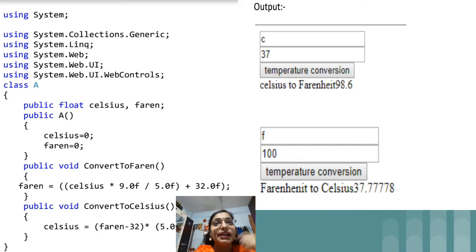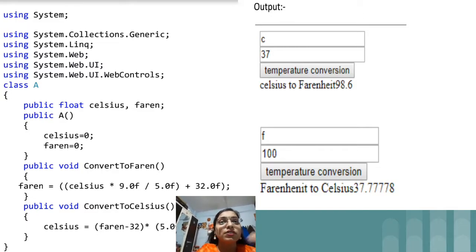Then there are a total of two functions, because we want to convert Celsius to Fahrenheit and Fahrenheit to Celsius. So to do this, we have two functions. First function, convert to Fahrenheit. So how will we convert? What is the formula for converting to Fahrenheit? Fahrenheit equals Celsius into 9 divided by 5, this will be present in one square bracket, plus 32.0f. It means we will add 32 to the value.